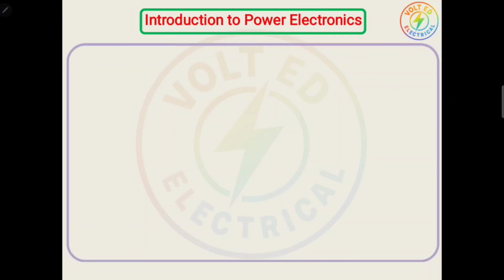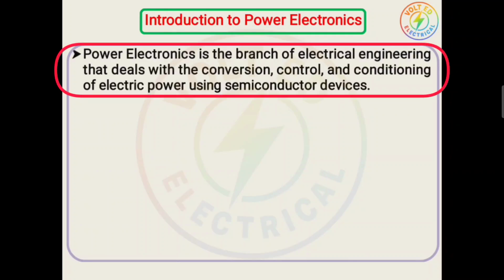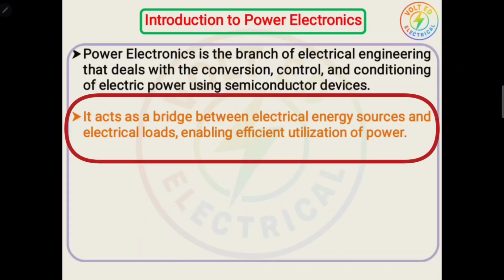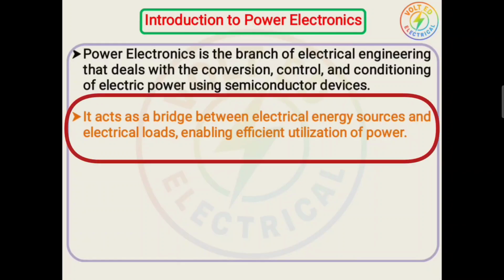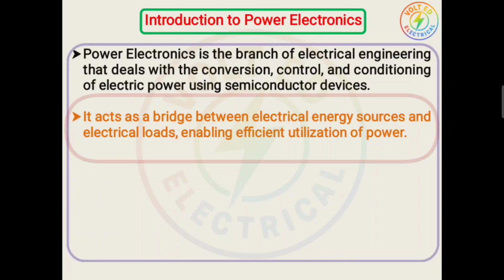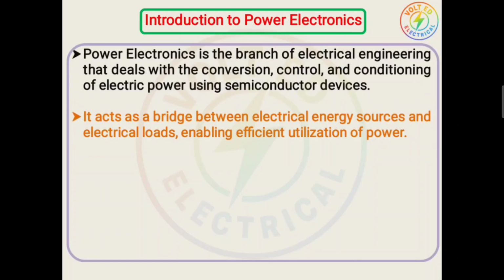Power electronics is a branch of electrical engineering that deals with the conversion, control, and conditioning of electric power using semiconductor devices. This means that instead of handling signals like normal electronics, here we are dealing with a large amount of energy flow. So it acts as a bridge between electrical energy sources and electrical loads, which helps us use power more efficiently. As an example, the AC supply from the grid is not always suitable directly for devices like laptops, LED lights, or electric vehicles.